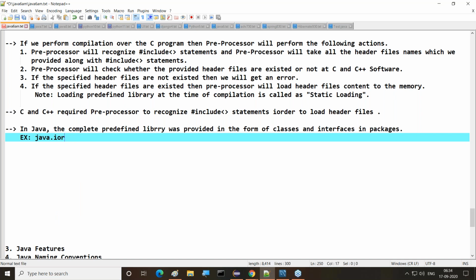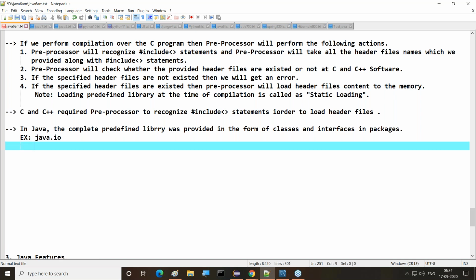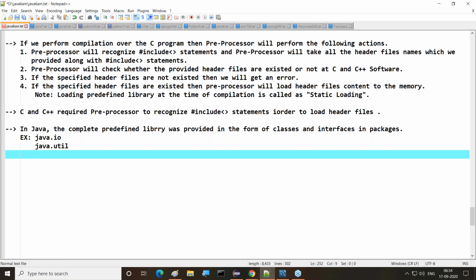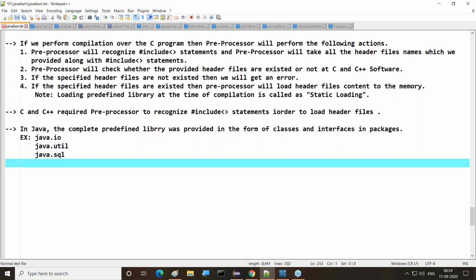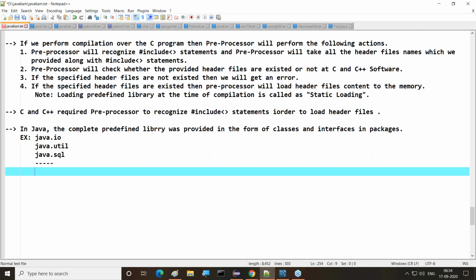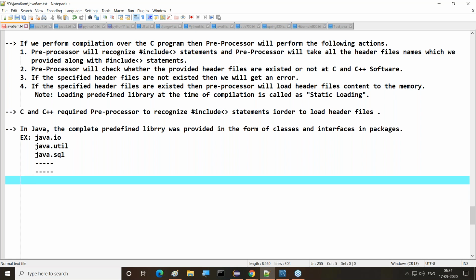Java.io, that's perfect. Java.lang, okay fine, Java.util, then after that, Java.sql. So like this, so many packages are available in the case of Java. Not required to know all of them at present. In the future we are going to see all of them. But from a sample examples point of view, I gave this one. Very clear. Like this, a number of packages are available: Java.io, Java.util, Java.sql, and so on.